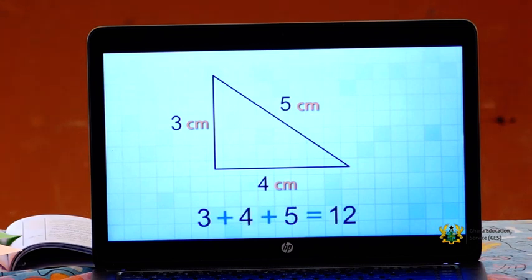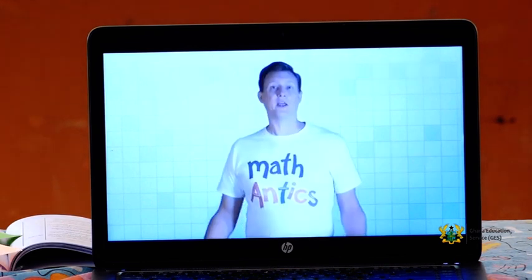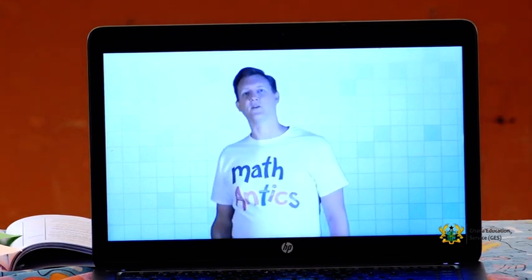3 + 4 + 5 = 12. But don't forget, it's not just 12, it's 12 centimeters. Always remember to also put down the units of the perimeter. Okay, that was easy. Let's try another one.